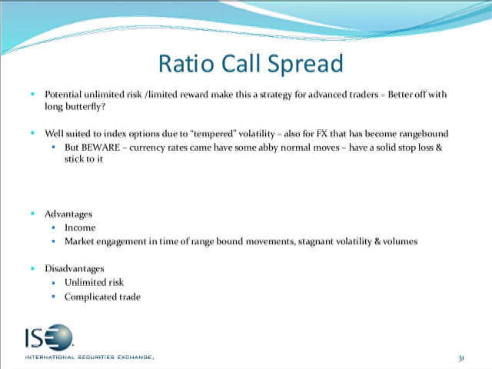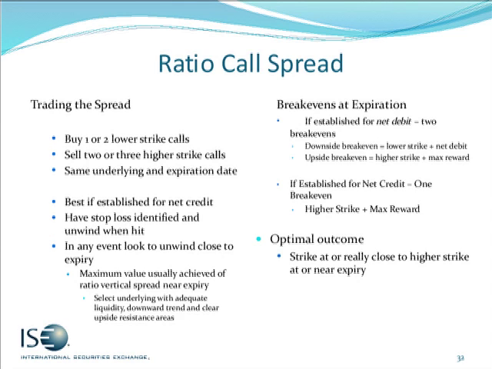And that's fine. So what are the advantages for the ratio? Well, it is an income trade. You get credit in the account. It is a good way to engage the market in a time of range-bound movement, stagnant volatility, and volume. Those do occur, though I haven't remembered too many of those recently. But the point of the matter is, if you need to stay engaged in the market, potentially do it when it's difficult because nothing's moving significantly. And the disadvantages, once again, it's got an unlimited risk potential and it's concentrated.